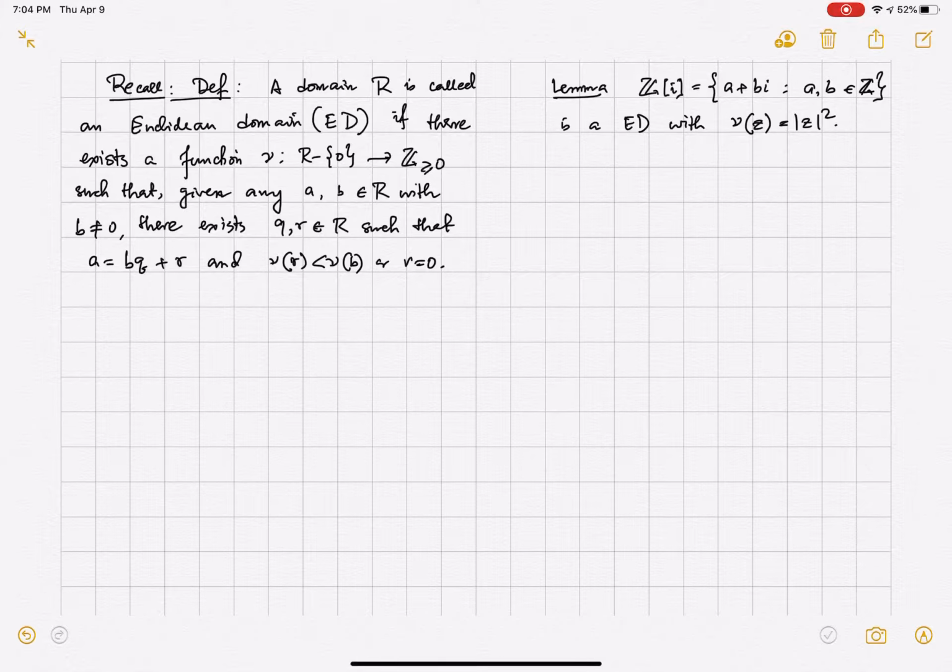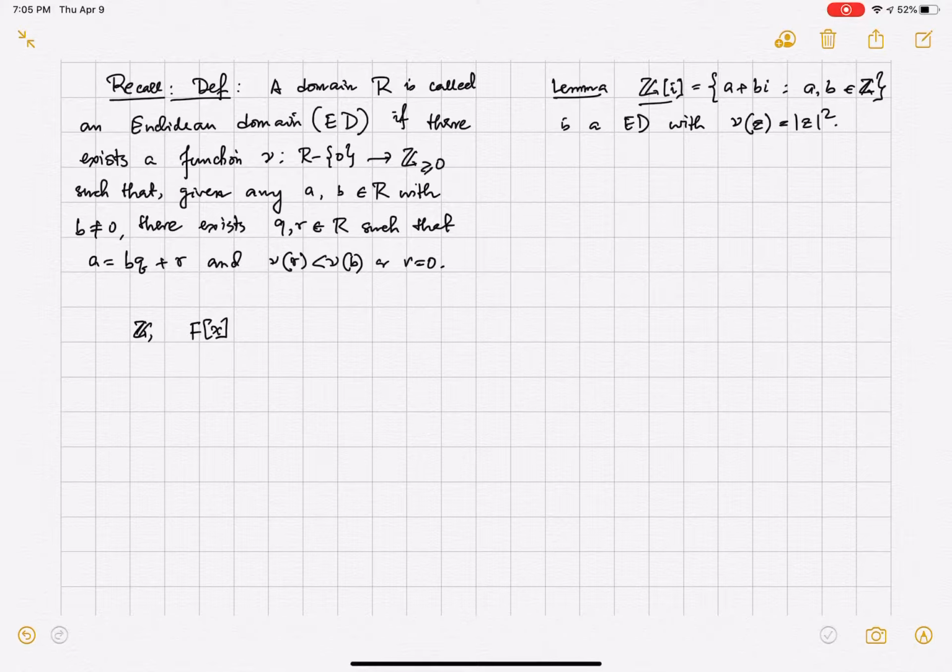So the nu is sort of a measure of the size of an element, and when you're given any two elements, you can always divide as long as what you're dividing by is non-zero, so that you get a quotient and a remainder, and the remainder is either 0 or the remainder has strictly smaller size. So we saw Z is an example, polynomial ring in one variable over a field is an example, and then let's prove that this is also an example, Z adjoin i, which means all numbers of the form a plus bi where a and b are integers.